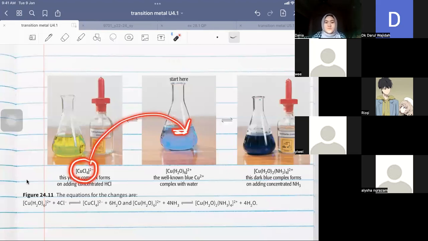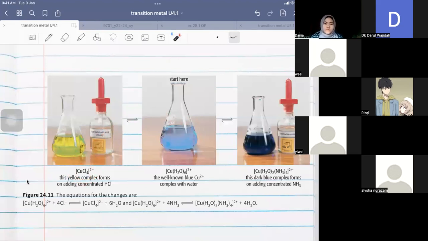It turns into blue. Okay, if you add ammonia to the blue solution, then it turns into this deep blue solution. If you add ammonia to this yellow solution, then of course it will give you the deep blue solution of copper with 4 ammonia molecules. So pale blue can go to dark blue, dark blue can go back to pale blue, yellow solution can go to dark blue solution. It depends on what you add. Okay.